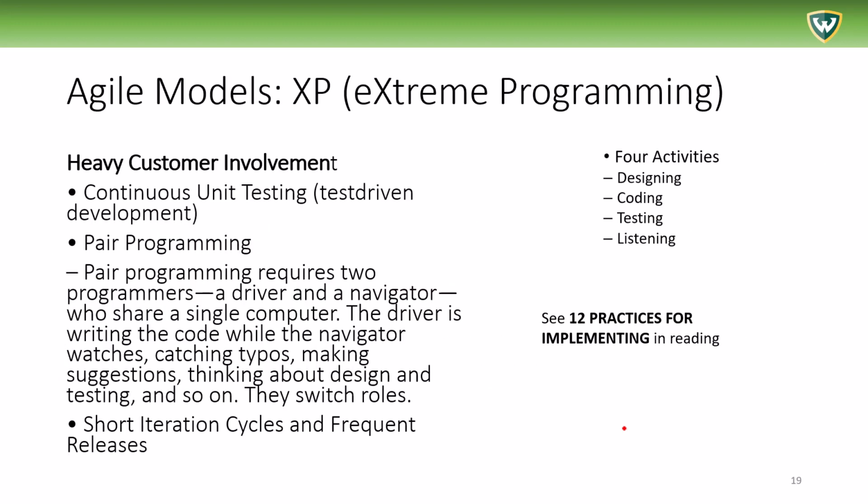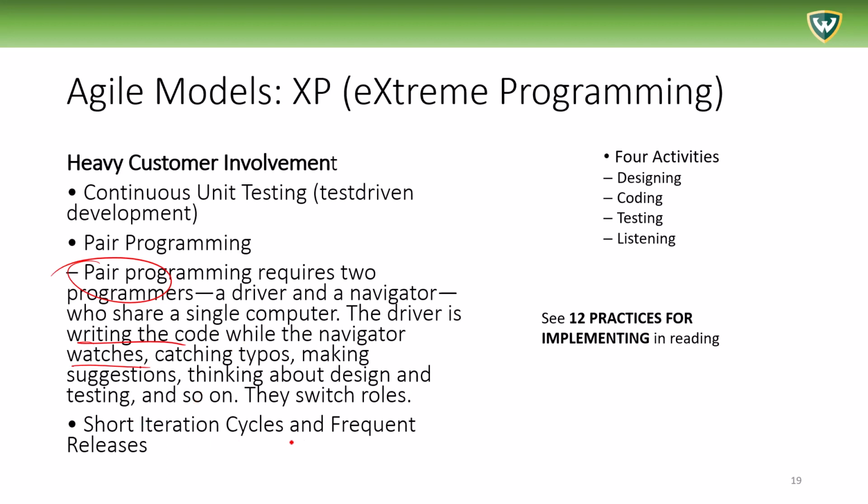There's something called extreme programming in agile models, and this has heavy customer involvement and continuous unit testing. Also, something called pair programming, where there's a driver and a navigator. So there are two people programming, but one writes the code and the other one watches for errors.